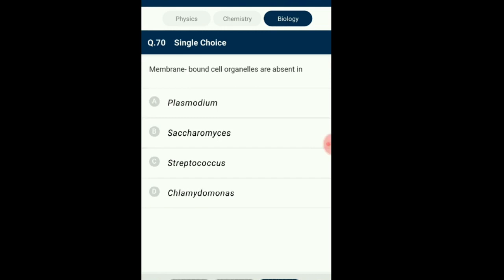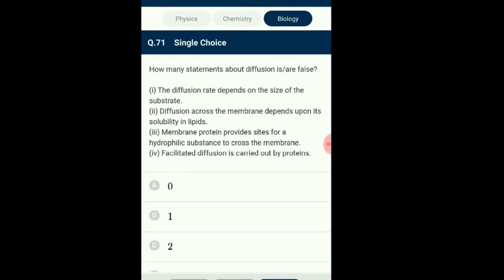Question number 70. Cell organelles are absent in. Streptococcus is a genus of bacteria that have coccus-shaped cells. Bacteria are known as prokaryotic cell type, which is characterized by a lack of membrane-bound organelles and nucleus. So the answer is option C, Streptococcus. Remaining all other organisms are eukaryotes. Question number 71. How many statements about diffusion are false?